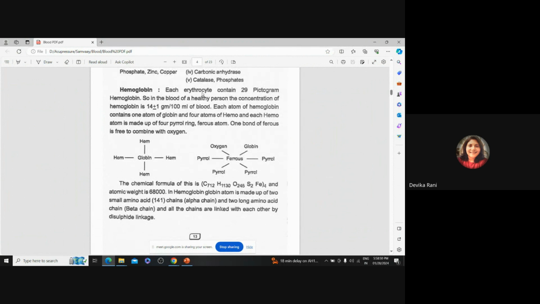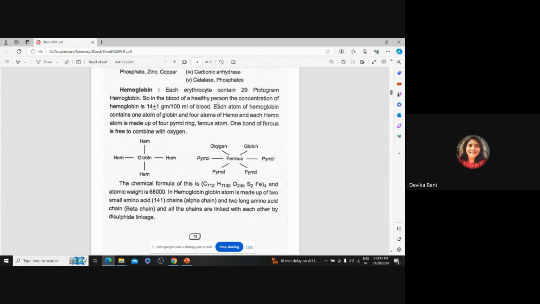Now, hemoglobin. Each erythrocyte contains, this is not pictogram, this is picogram. So please correct it if you have otherwise noted down. It's picogram, not pictogram, which is like one trillionth of a gram. So it contains 29 picogram of hemoglobin.